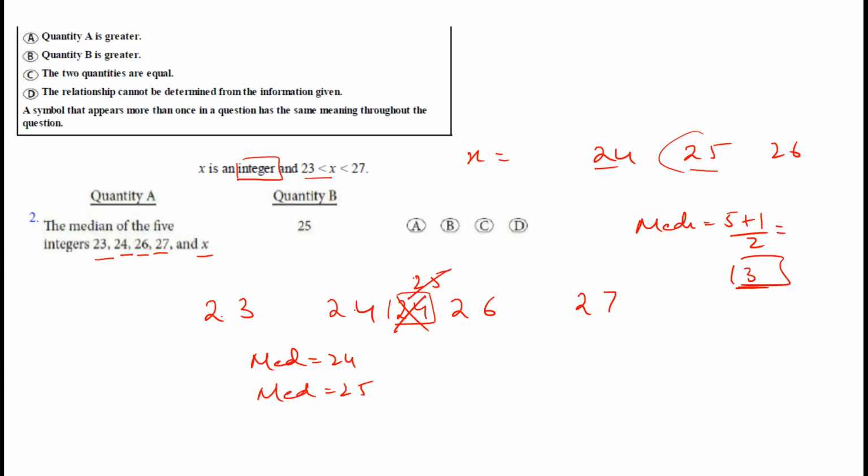And if it is 26, we can have 26 over here. So the third number again would be 1, 2, 3, and the third number can also be 26. So we are not sure whether quantity A is more or less than 25. So option D is correct.